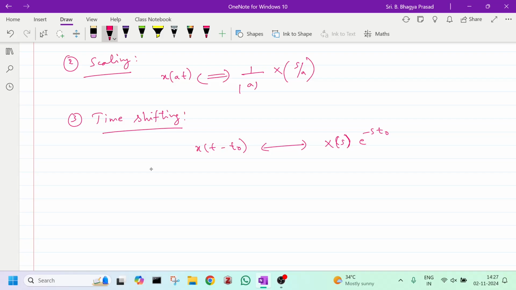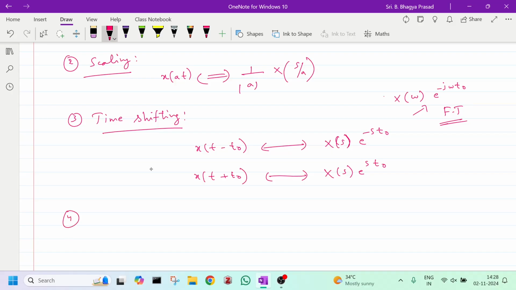Okay, you can compare it with the Fourier transform also. There we have seen that for x of t minus t naught, the Fourier transform will be x of omega e power minus j omega t naught. So here we represent with s and there we represent with j omega. So you can find the similarities. Same, x of t plus t naught gives x of s e power s t naught. Okay, and this is the Fourier transform property.